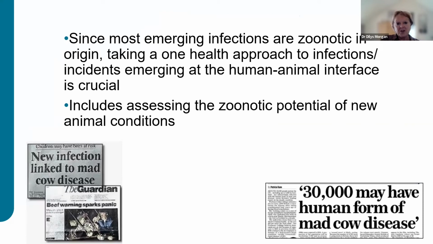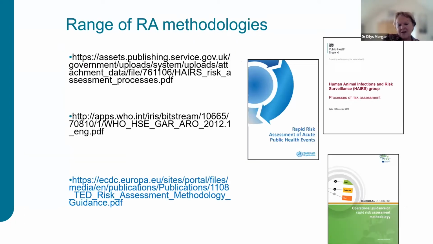Since most emerging infections are zoonotic in origin, taking a One Health approach to infections and incidents emerging at the animal-human environmental interface is crucial. And this obviously includes assessing the zoonotic potential of new animal conditions. And of course, we have a great experience of this in the UK when we had variant CJD in humans after the bovine spongiform encephalopathy. A long time ago, but we're still all scarred by it. There are a range of risk assessment methodologies available, and these are just three of the available ones. There is the Human Animal Infections and Risk Surveillance Group, a UK group that has been using risk processes now for at least almost 20 years.